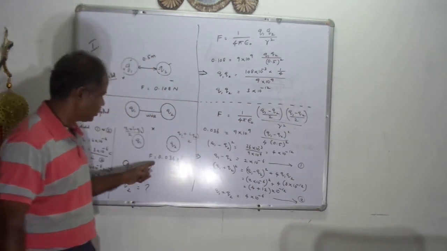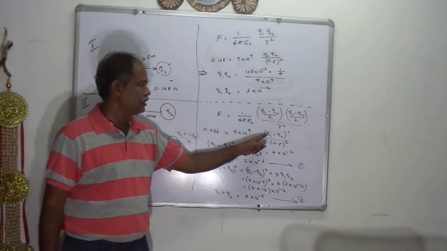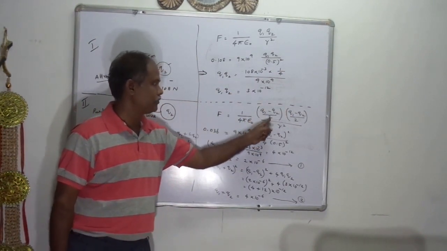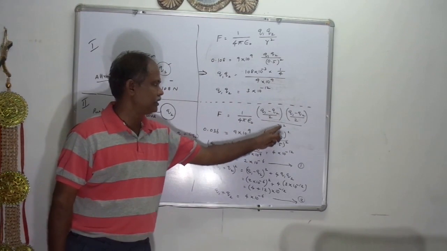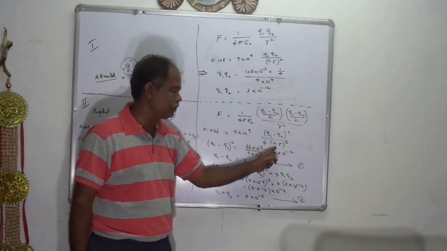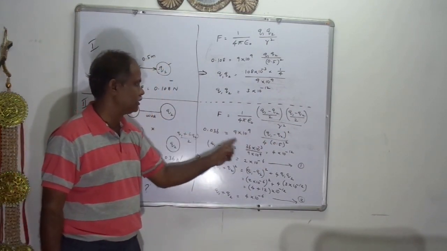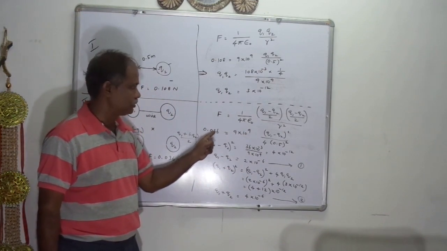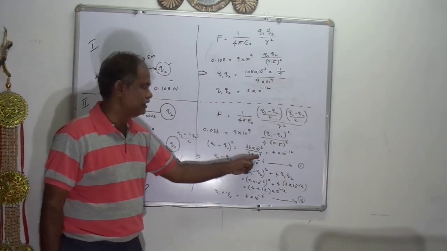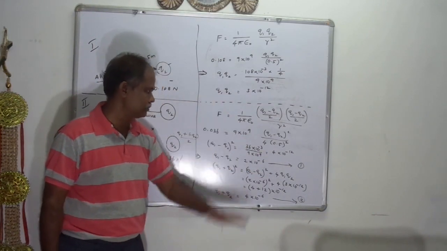In the same manner, the force is changed here to 0.036, which is 1 by 4 pi epsilon, 9 into 10 power 9, Q1 minus Q2 whole square. You bring the 0.5 whole square here, 1 by 2 whole square is 1 by 4, and the 4 gets cancelled. The remaining value Q1 minus Q2 whole square is equal to 0.036, which is nothing but 36 into 10 power minus 3 divided by 9 into 10 power 9, times 4, which gives 4 into 10 power minus 12.